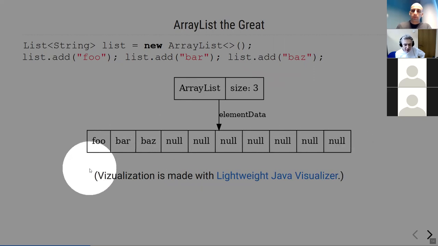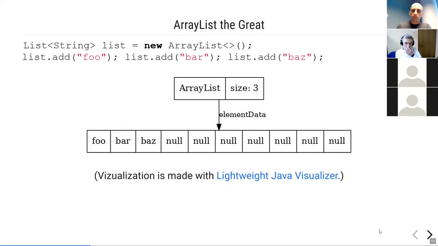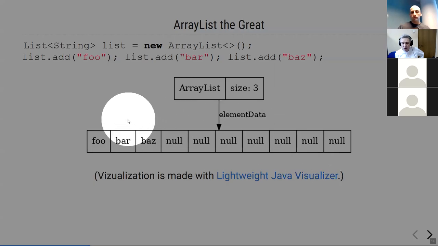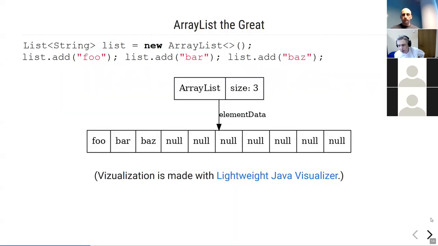It will allocate a new array, maybe longer than this one. And it will copy all the elements from this array to the new array, and then it will proceed with adding elements. So this is how it works. And you see that it works not very quickly when we're adding lots of elements to this array, because from time to time it has to reallocate it.